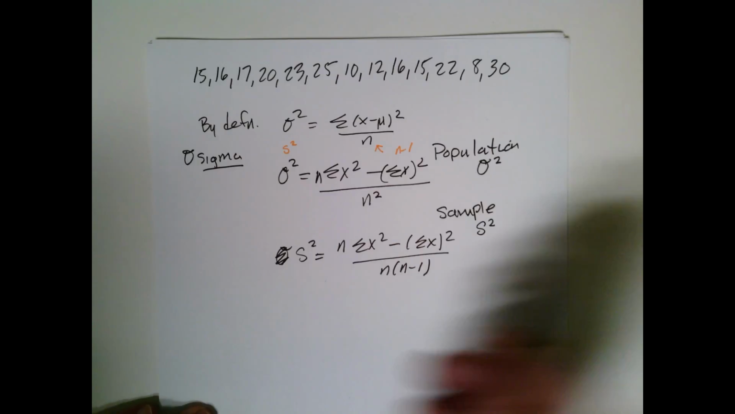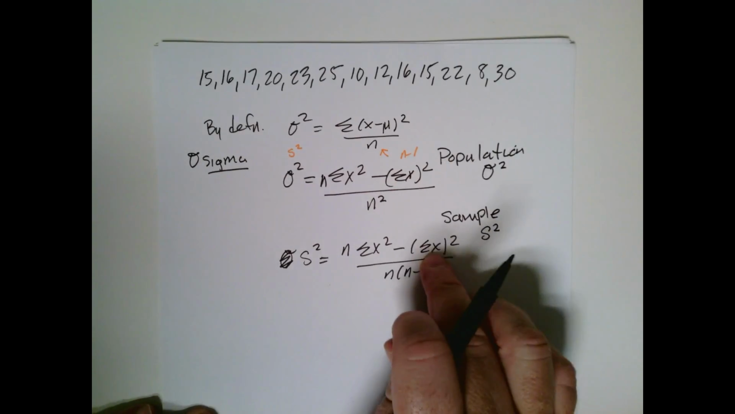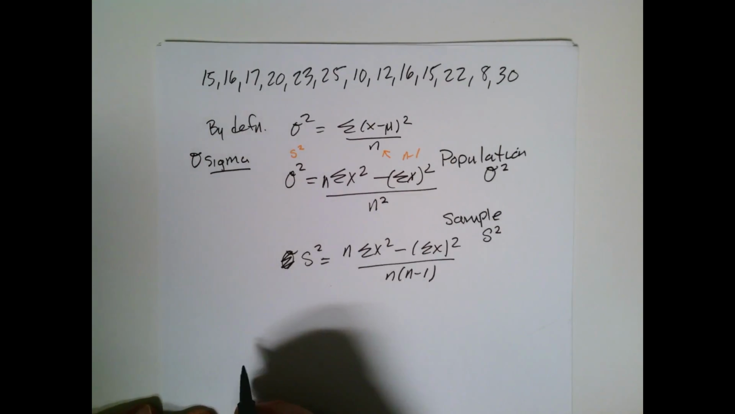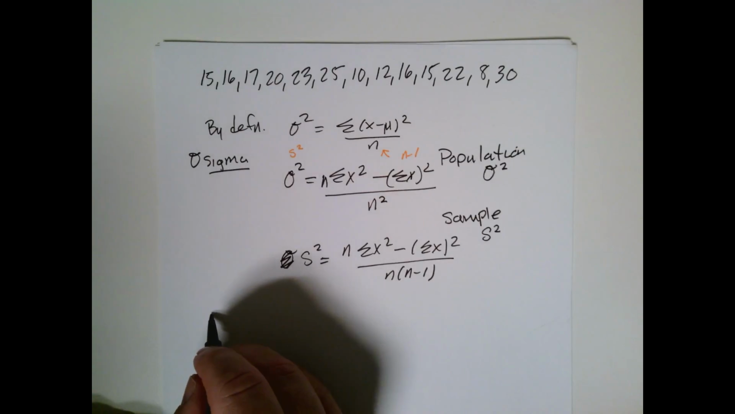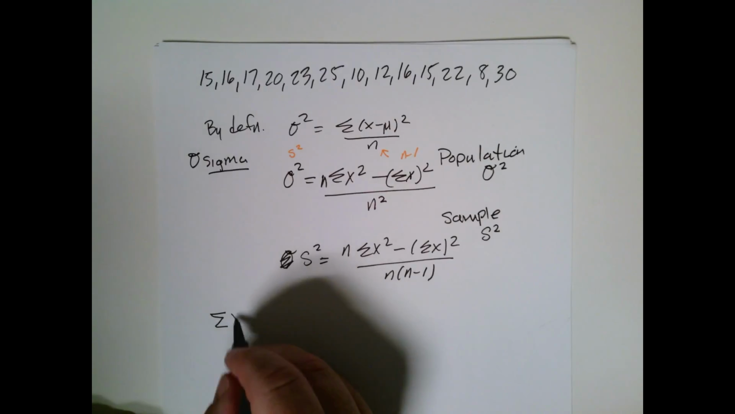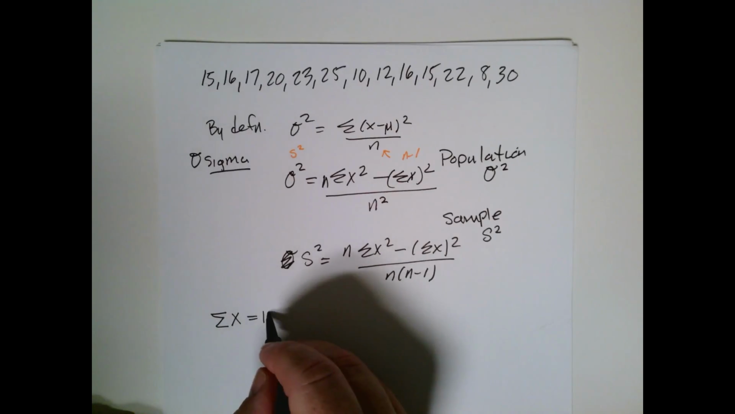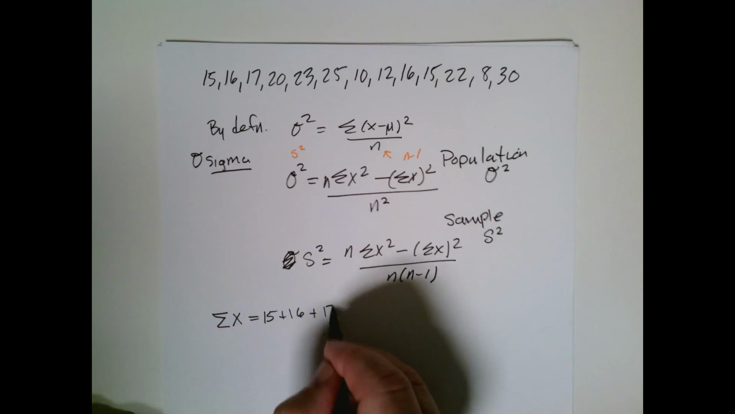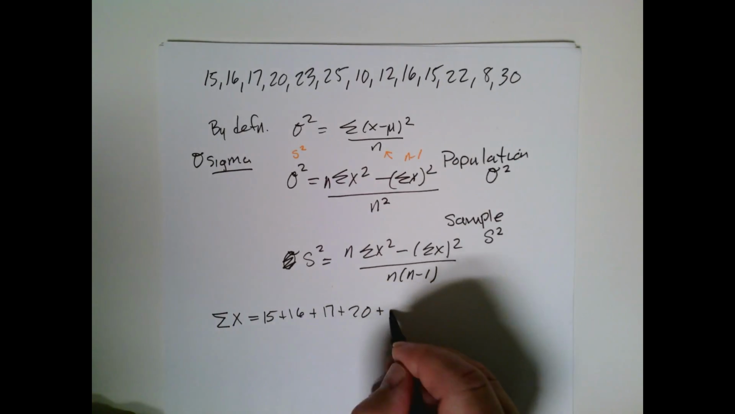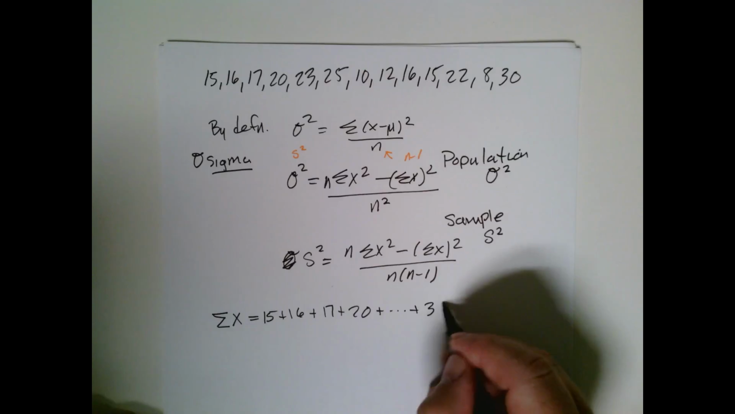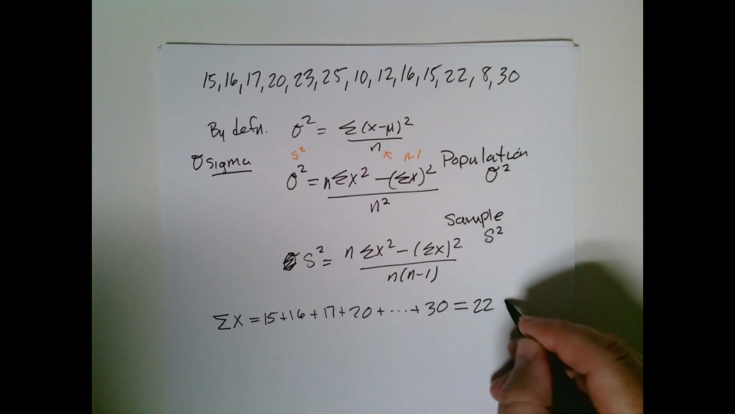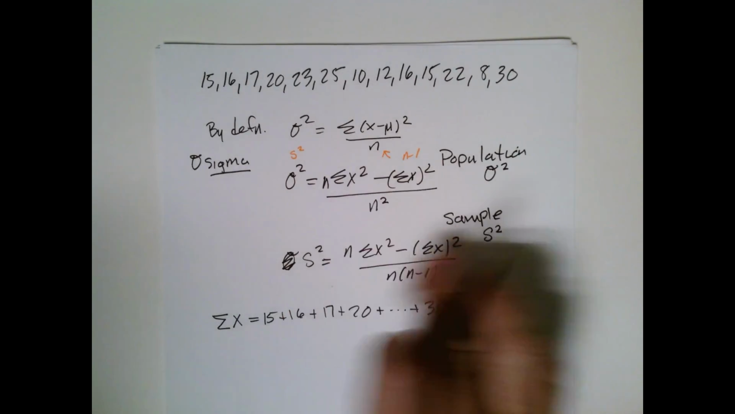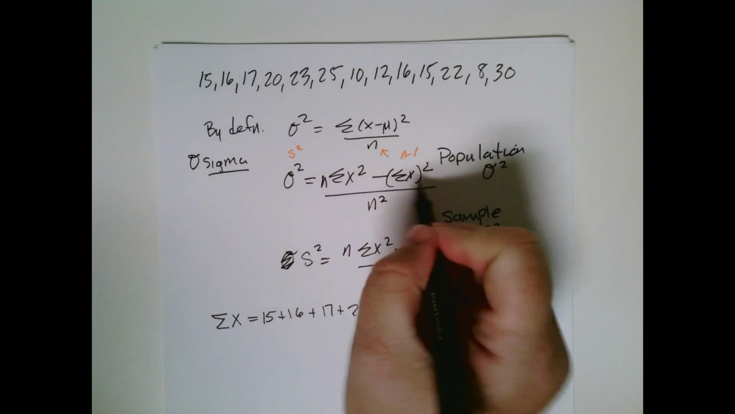So let's calculate these numbers. Of course, this one, the sum of the x's, we did it for the mean, so we know what that is. But let's quickly go over it again. The sum of the x's is to take each number and add them up, and so on. I'll write them all down, and we get 229.